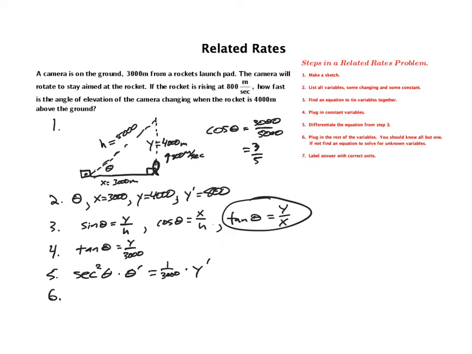So secant is going to be 5/3 squared times theta prime, and it's going to be 1 over 3,000 times y prime, which is 800. Finally, I will solve for theta prime, and that's going to be 0.096. And that is the rate of change of the angle of elevation.